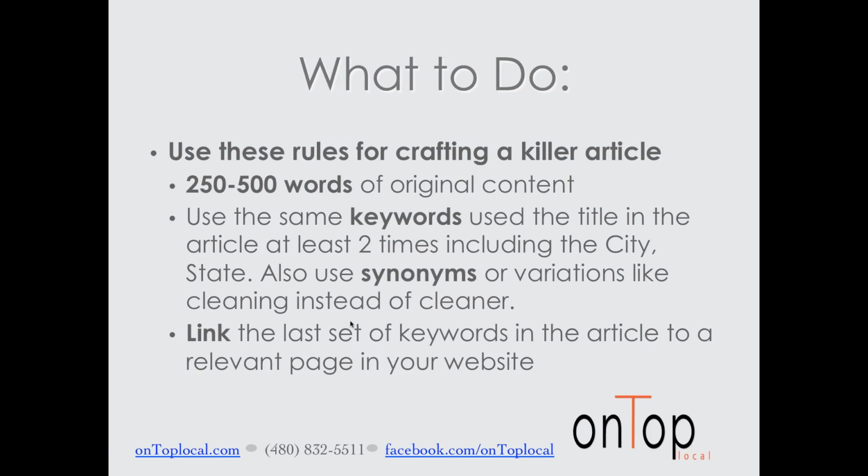But it's just really important. Again, these are the three keys to success when it comes to the article part of your post. You've got to have 250 to 500 words of original content. Again, you need to use those same keywords with the city and state in the article 2 to 3 times. You can use synonyms and vary it a little bit if that helps you fit it into the article so that it makes sense. And then you've got to have a link.